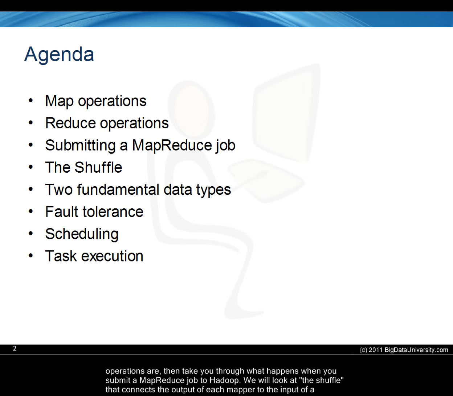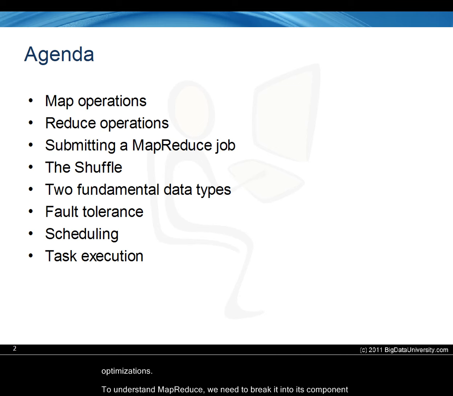We will look at the shuffle that connects the output of each mapper to the input of a reducer. This will take us into the fundamental data types used by Hadoop, and we'll see an example of data flow. Finally, we will examine the Hadoop MapReduce fault tolerance, scheduling, and task execution optimizations.